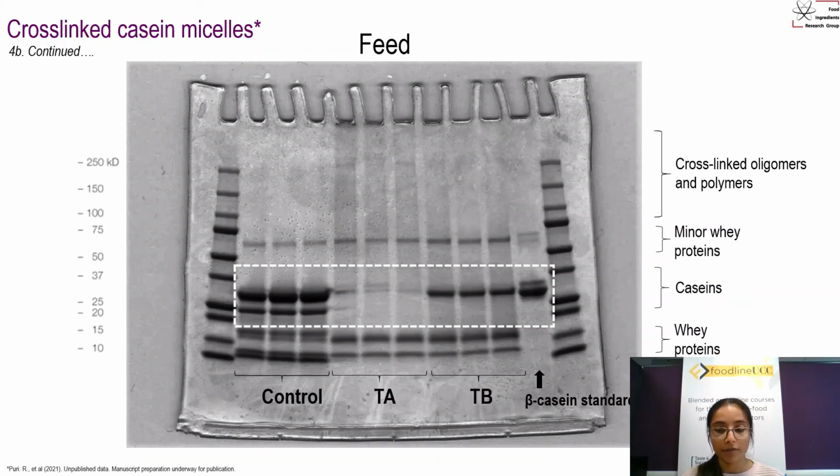Casein bands are not very visible in TA, indicating extensive cross-linking here. However, we see some beta casein available in TB bands, which indicates that not all the casein was cross-linked with transglutaminase. Cross-linked proteins can be seen located above at higher molecular sizes. This strongly suggests cross-linking and formation of large-size oligomers and polymers.